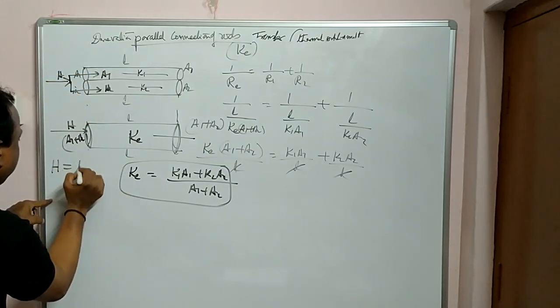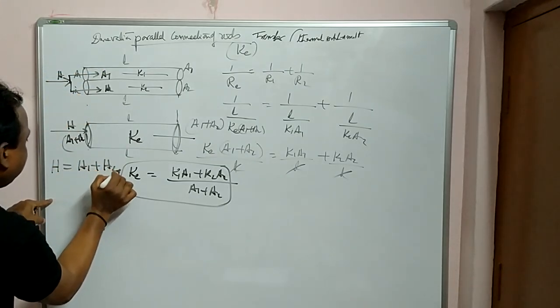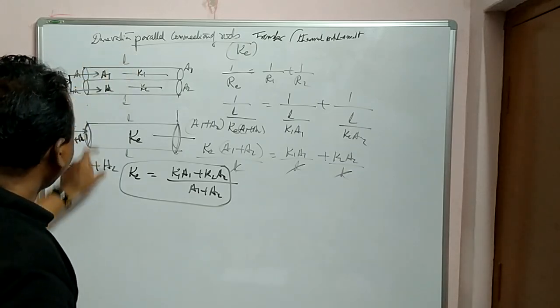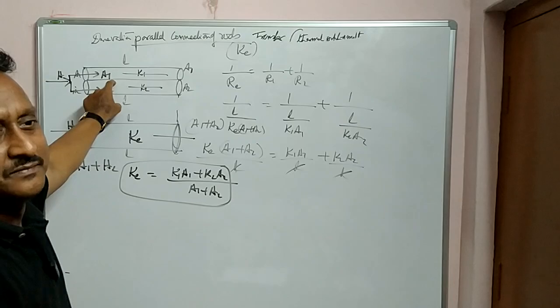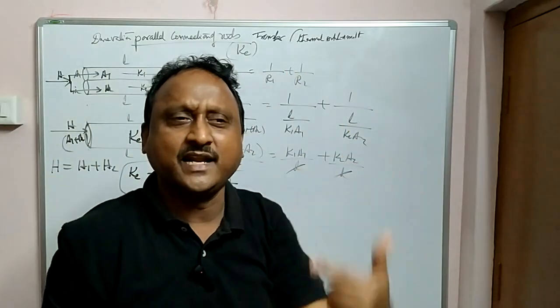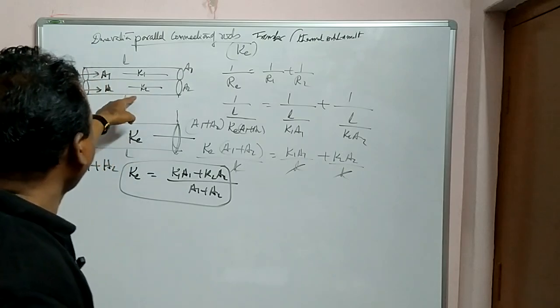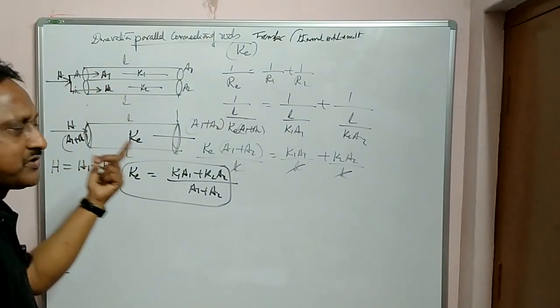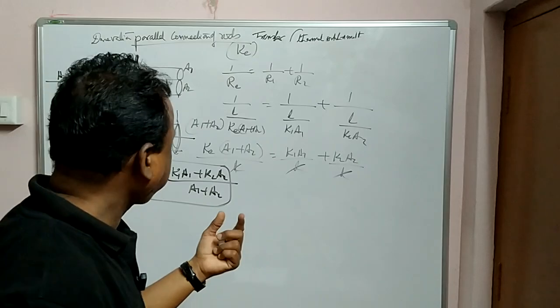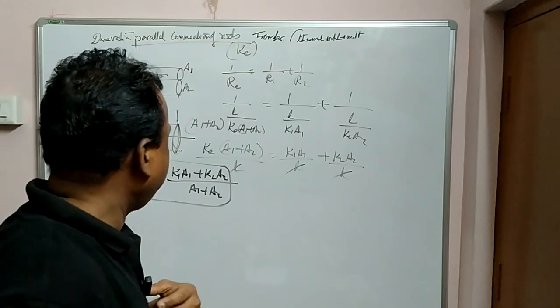Total heat H1 plus H2. That means H1 value, heat going in the first rod, plus heat going in the second rod. I will get heat going in first rod, you know, delta T by R thermal, and similarly delta T by R thermal. By this formula also you can get it. So this is the final formula, K1 A1 plus K2 A2 by A1 plus A2.